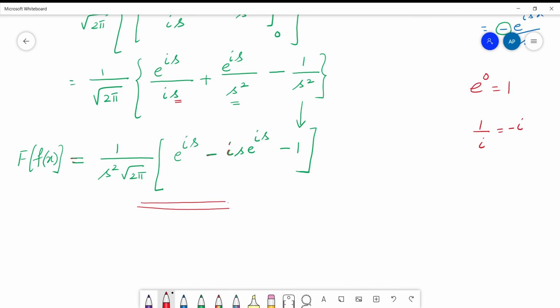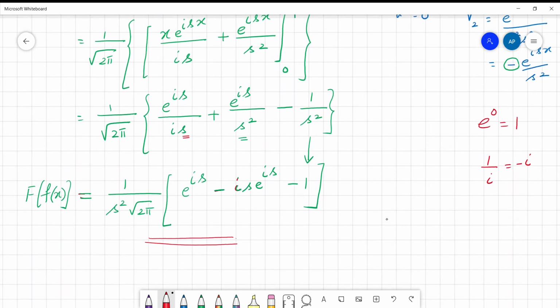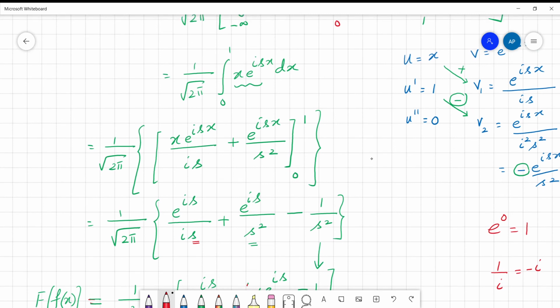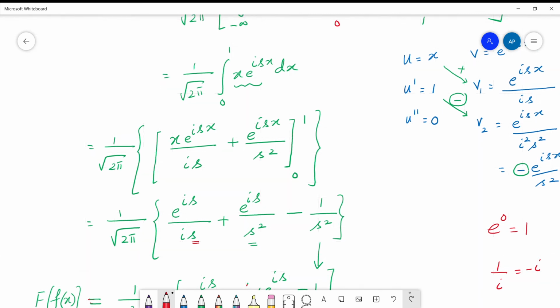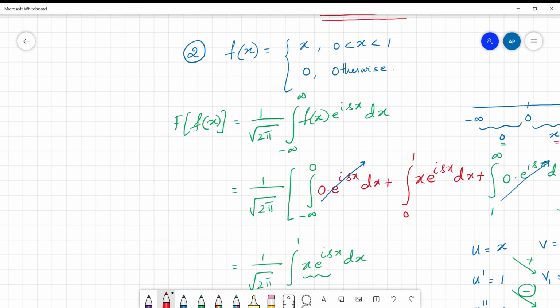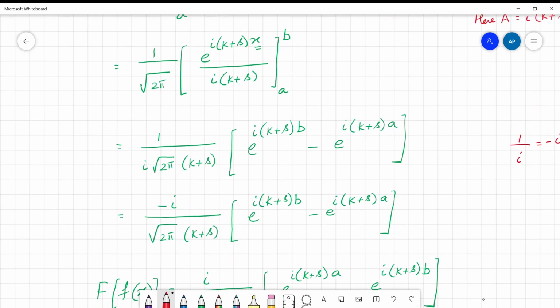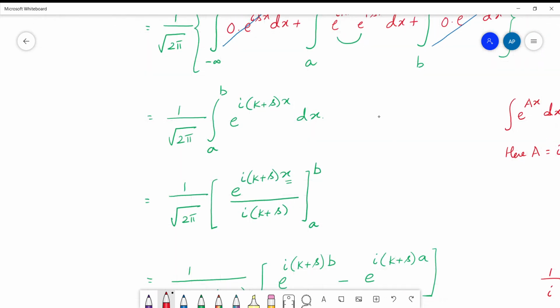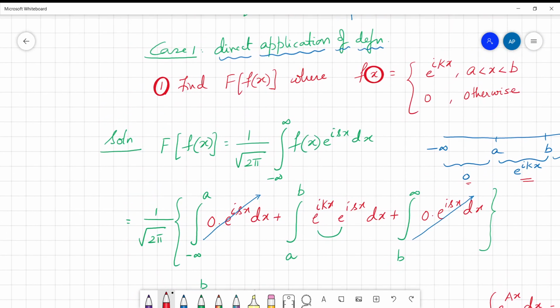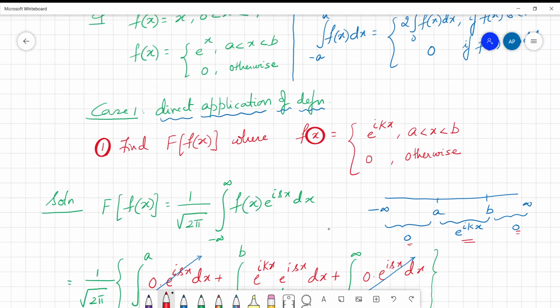So in this manner, when these kinds of functions had the limits from 0 to 1 or from a to b, and you did not have any negative limits, not of the form minus a to a, I called those types of problems to be attempted directly using the definition, and I called it case 1.